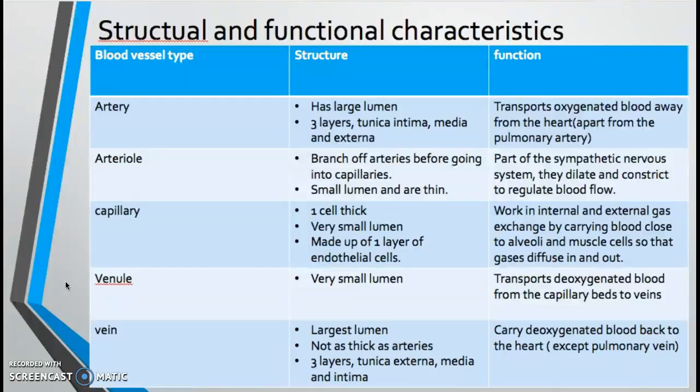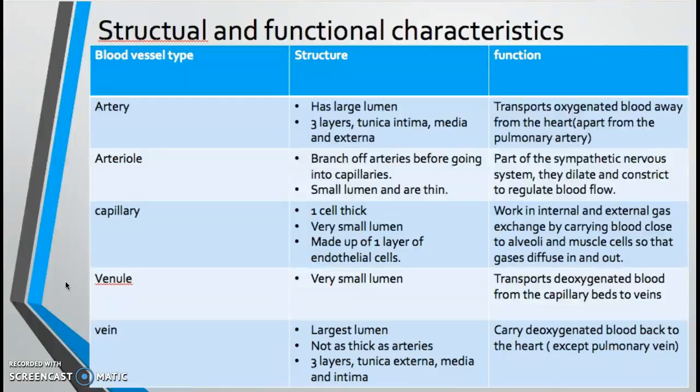They've got a very small lumen, as not a lot of blood's going to be going through them all at one time, apart from the fact that there is a lot of them. So overall there will be a lot of blood going through. And they're made up of 1 layer of endothelial cells. They work in internal and external gas exchange. Internal gas exchange is only just blood and muscles, and external is between the alveoli and the capillaries. They carry blood close to the alveoli and muscle cells so that gas can diffuse in and out.